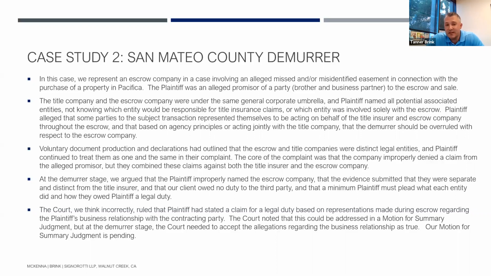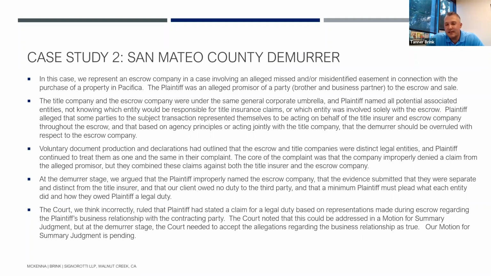And that at a minimum, the plaintiff needed to plead exactly what each entity did wrong because they had the documents. So the court, this was Santa Clara, ruled that plaintiff had properly stated a claim for a legal duty. And that was basically based on alleged representations made during escrow regarding the plaintiff's business relationship with his brother and business partner, the party to the escrow.